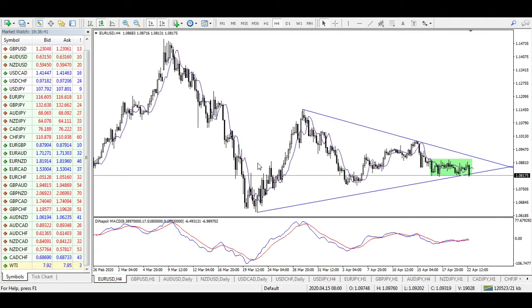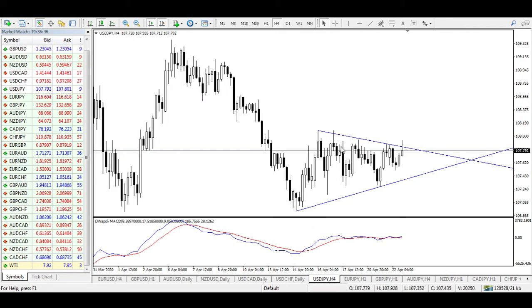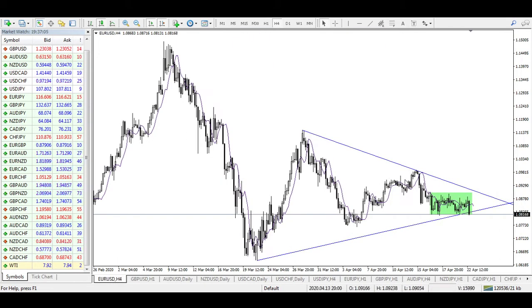So let me close this. Okay, a similar setup is there on USD JPY. This is a triangle, and MACD here also is not showing anything meaningful technically. Anyway, now the question is whether we should buy USD JPY after a breakout to the upside, or sell euro USD after a breakout to the downside.